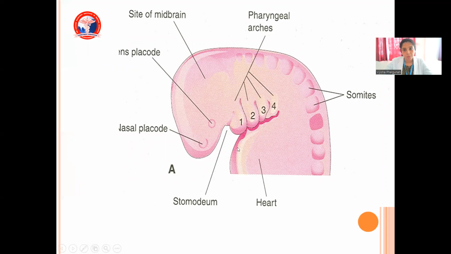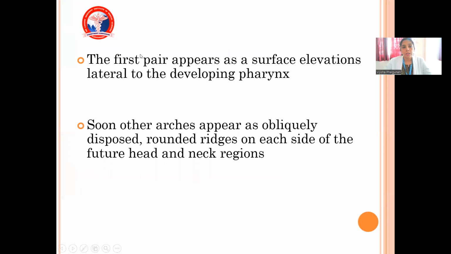So this is another picture which will give you a better idea. This is the developing brain. This is the pericardial bulge, and here are your pharyngeal rod thickenings. The first pair appears as surface elevations lateral to the developing pharynx. Soon, other arches appear as obliquely disposed, rounded ridges on each side of the future head and neck region.